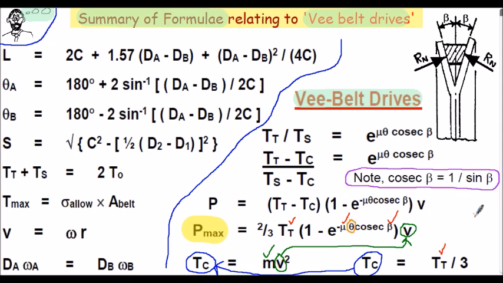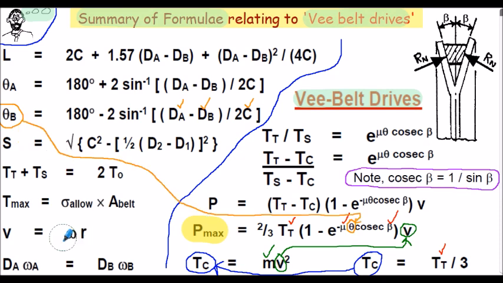So how are we going to find angle theta? Well, in the question we are given the diameters of the pulleys and the center distance. So we have the diameter of the larger pulley, diameter of the smaller pulley, and we have the center distance. So we'll be able to find the minimum angle of lap which will occur on the smaller pulley. So once we've found theta b, we can then put that into this equation.